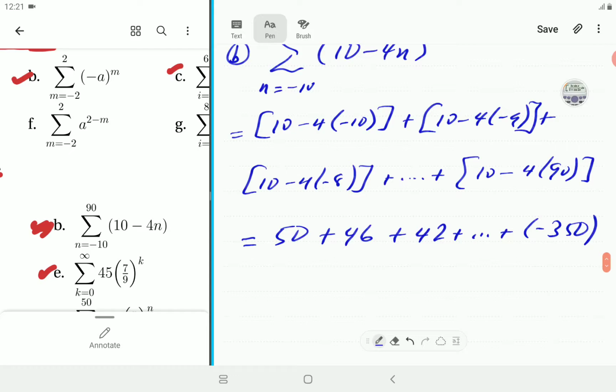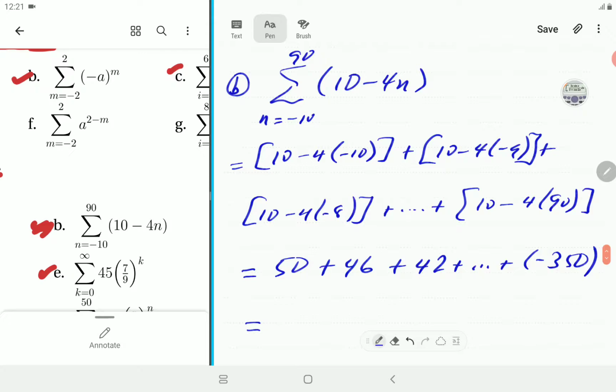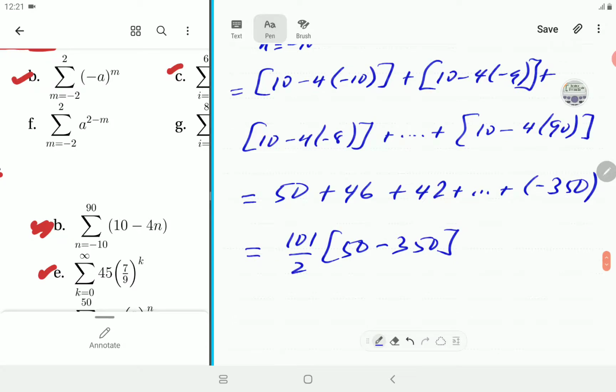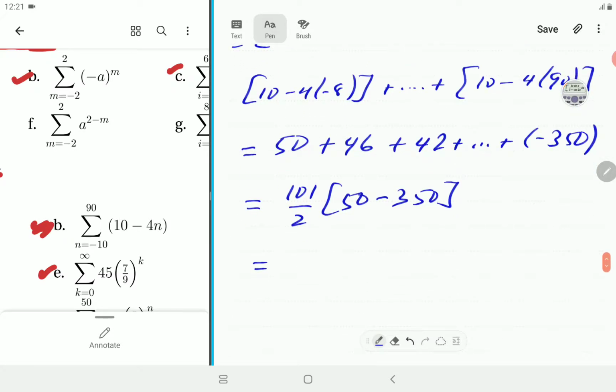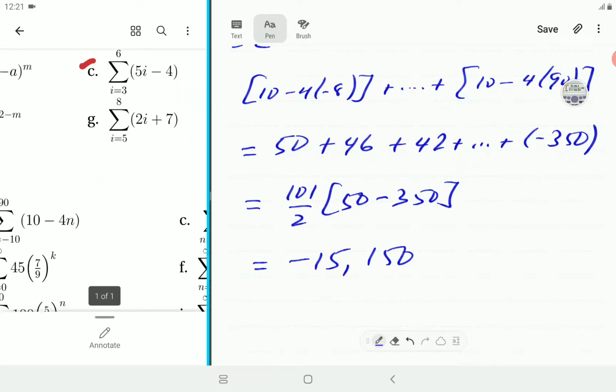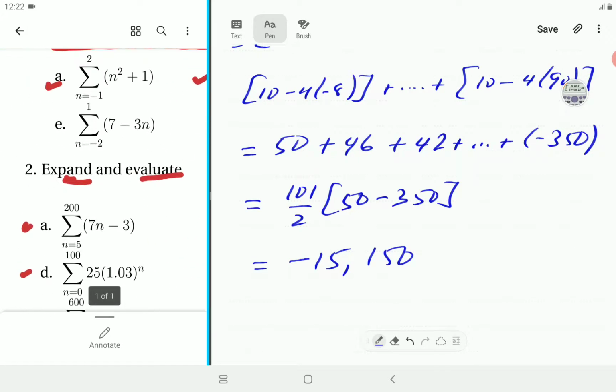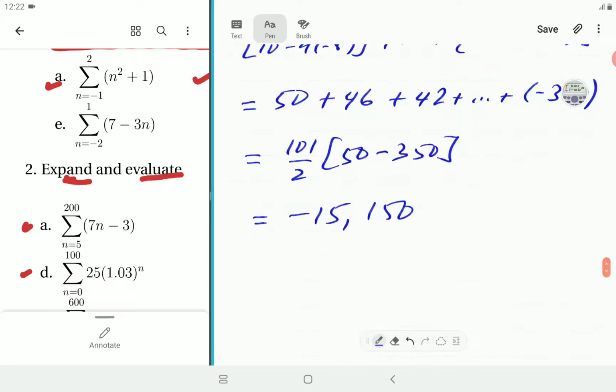And then using the formula we just talked about here, the number of terms in this one is going to be 90 minus negative 10 plus 1. It's going to be 101. First term is 50. The last term is negative 350. And so if we punch this in the calculator, it's going to give us negative 15,150. So that is B. Going to skip C, and we're going to go to D.